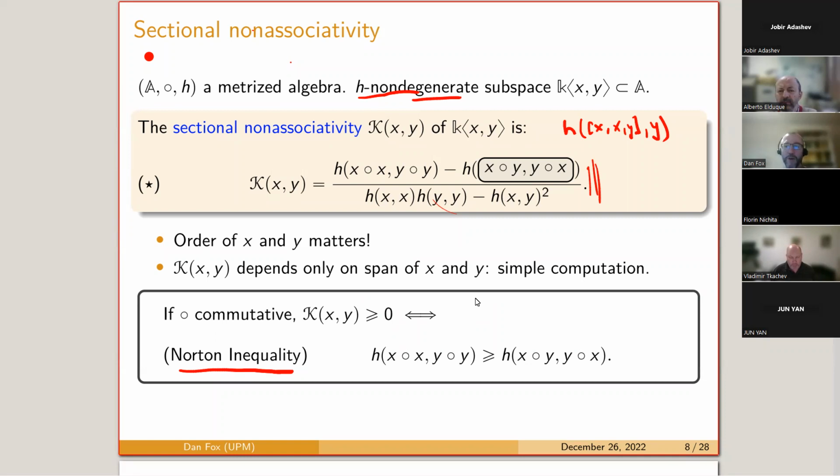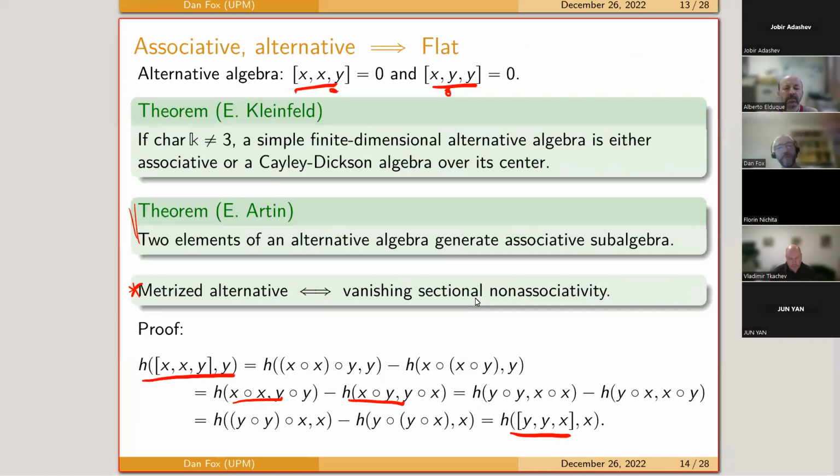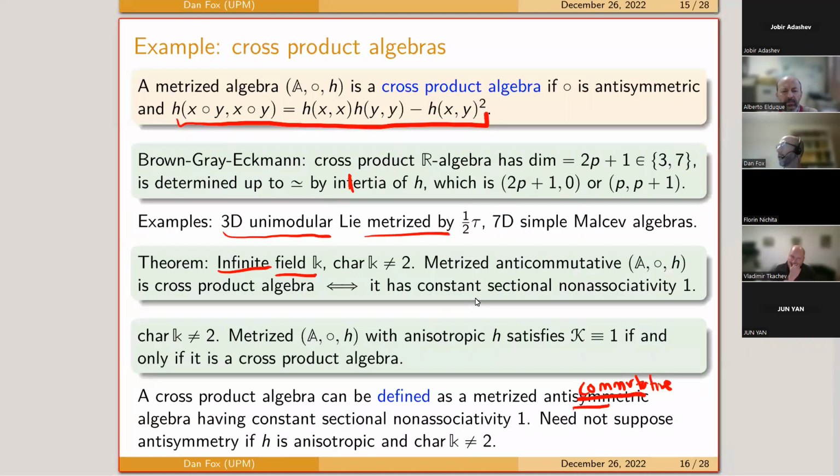And so to conclude from that the cross-product identity, you in general need some kind of Zariski density argument. And so that's where this probably unnecessary infinite field assumption is entering in. To go between some purely tensorial identity and the constant sectional non-associativity condition, one direction requires some sort of Zariski density argument, at least the way I make the arguments. And so that needs an infinite field. And a little more generally, if you have an anisotropic metric, this condition is true if and only if you have a cross product algebra with sectional non-associativity equal to one. And so the point is simply that you could define cross product algebras as metrized anti-commutative algebras of constant sectional non-associativity one if you want. So it's an alternative point of view.